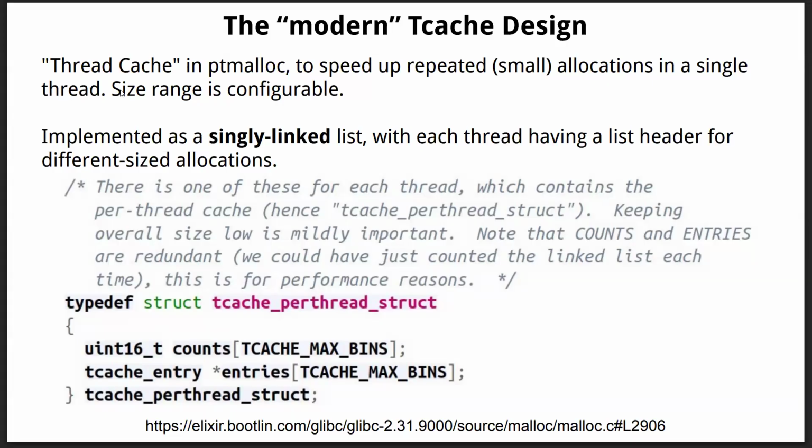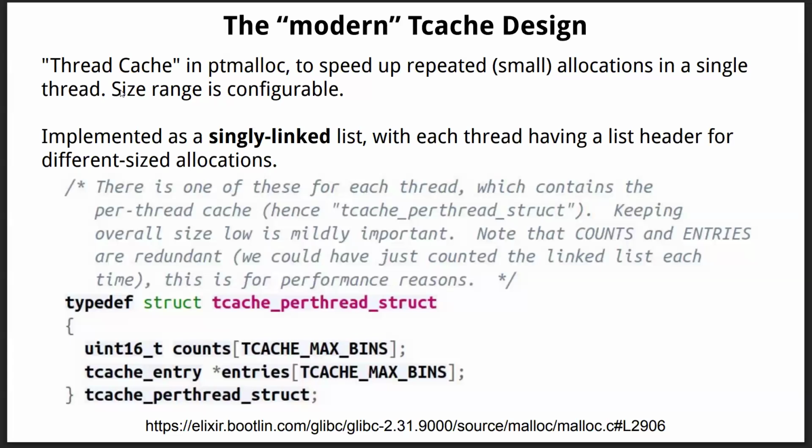So in the current design, the freed memory chunks are implemented as a singly linked list, not a doubly linked list. Then each thread has a header and a list of headers for different sized bins. There is a bin for size 16 bytes, 32 bytes, 48 bytes. Okay, there is a bin for each of those. For each of those, there's a header. Then we have a singly linked list for all the available chunks.